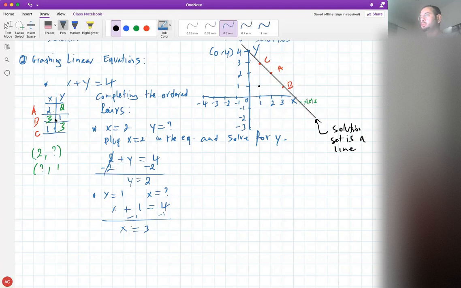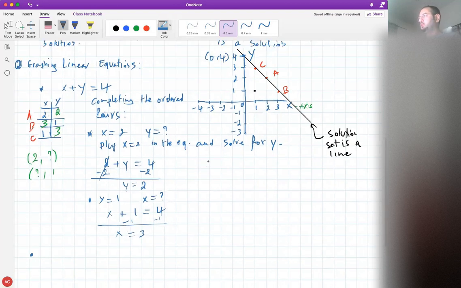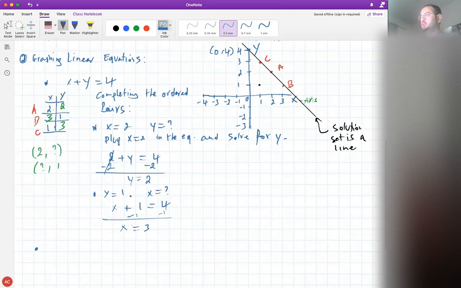So that's how it works when it comes to solving linear equations with 2 variables or graphing them. That's what we do to graph them. We're going to do another one, but before that, any questions, everybody, about any of these steps here? Please let me know if you have any questions here.